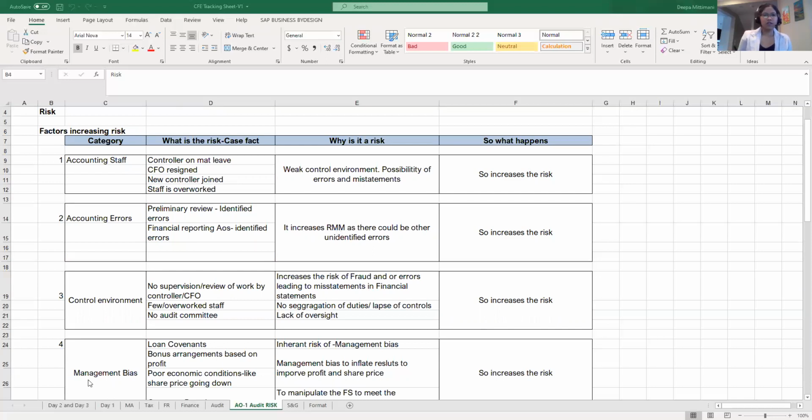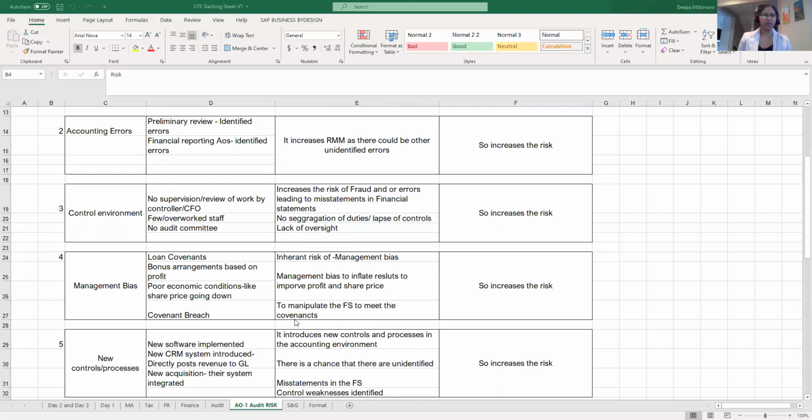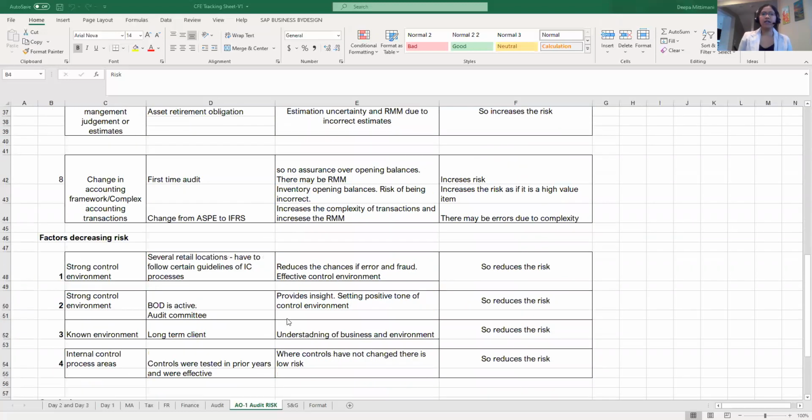And to score C, there is another element of this, which is factors decreasing the risk. So you just don't state that all these factors are increasing the risk. Identify the factors that are decreasing the risk. So what are those usual factors? In a day two scenario, you will see that usually there are 5 to 6 factors that are increasing the risk and 2 to 3 factors that are decreasing the risk. So try to mention at least 2 points in the factors decreasing the risk.